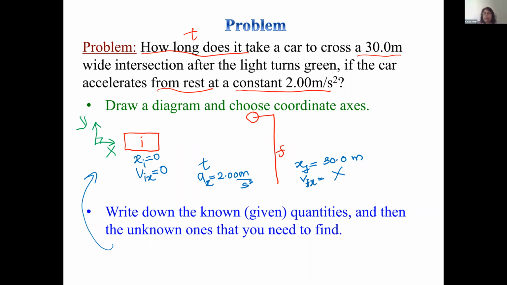So what physics applied? There is no other information. This is a constant acceleration problem. Definitely kinematics is the one I have to use. Okay, so now plan the approach. Approach means I have 3 kinematics equations. Which equation should I use?